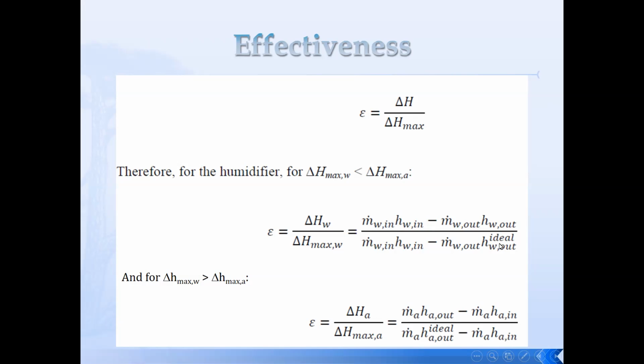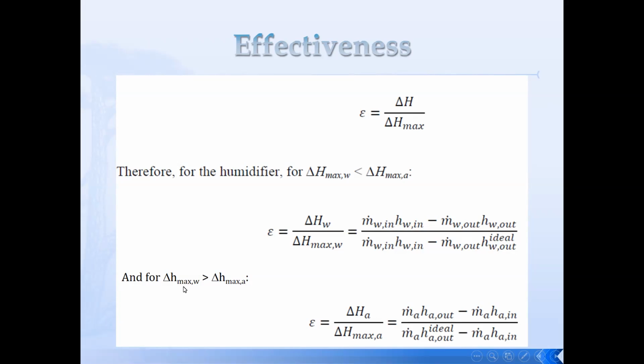Air is coming cold, water is coming hot, so water is going to cool down. The lowest temperature, which is the ideal case, that water is going to be cooled down to is the inlet air temperature. So this is m dot brine times H water evaluated at inlet air temperature. That's the H water ideal.